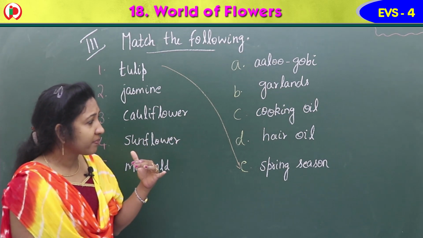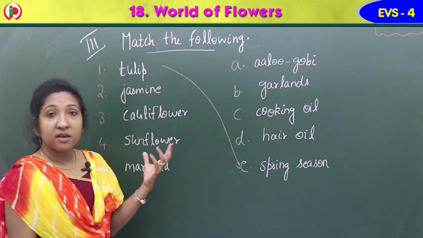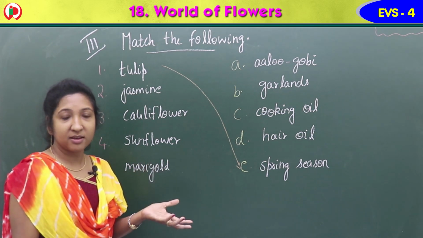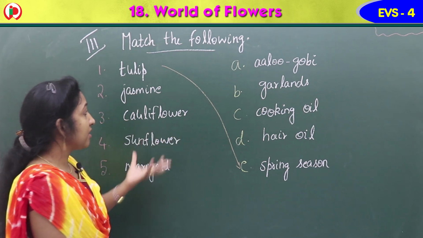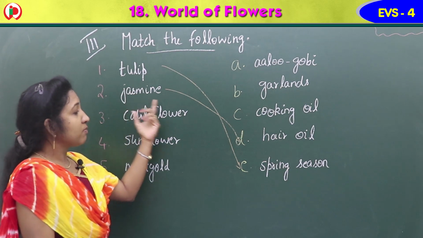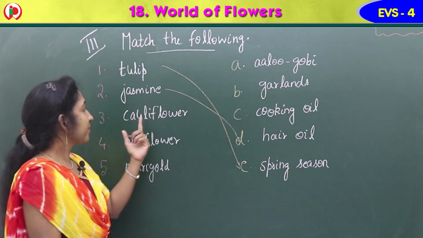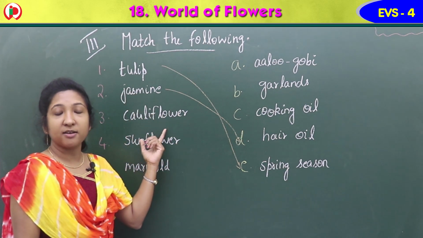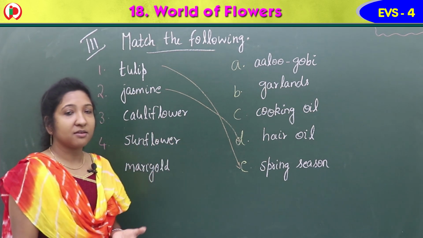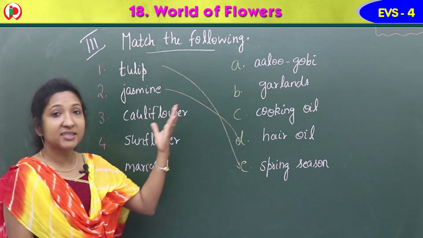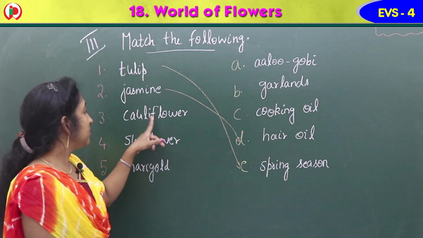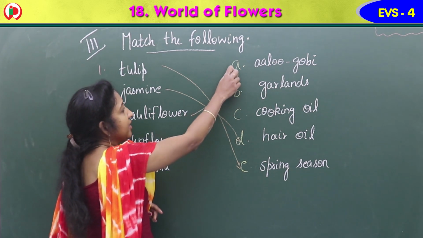Jasmine matches with, yes, we have jasmine hair oil available in the market, isn't it? So jasmine is a flower used to make hair oils. So we can match jasmine with D, hair oil. Next, cauliflower. Using cauliflower, people make a special dish, or we can say aloo gobi, isn't it? Yes. So 3, cauliflower we can match with A.